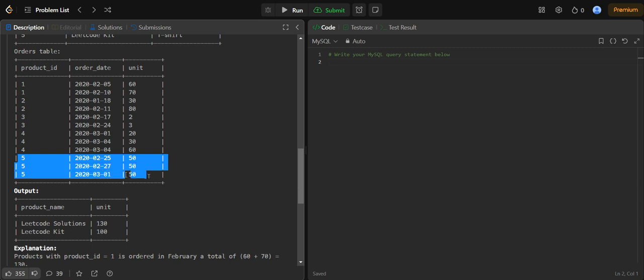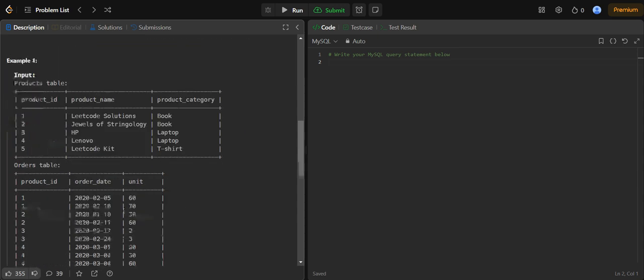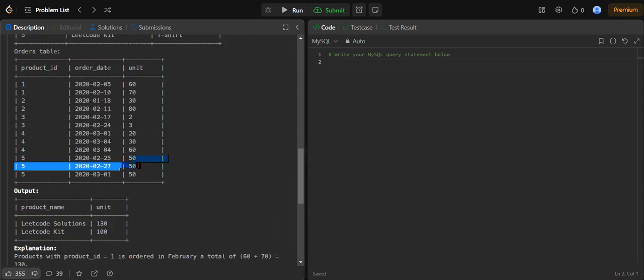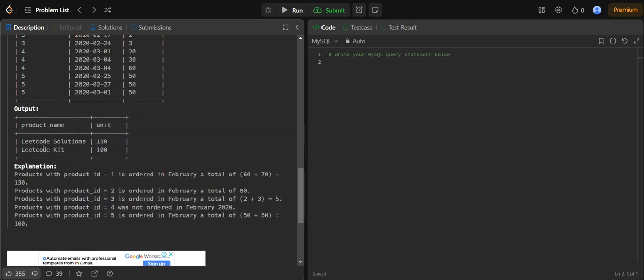Next, product 5, one of it bought in March, but I will consider these two rows only. So 50 plus 50 is 100. So I will report this. Number 5, I will report because the product has at least 100 units ordered. So it is satisfying this condition. At least 100 is satisfying the condition. Number 5, what is the product name? Leetcode Kit. So Leetcode Kit is 100.